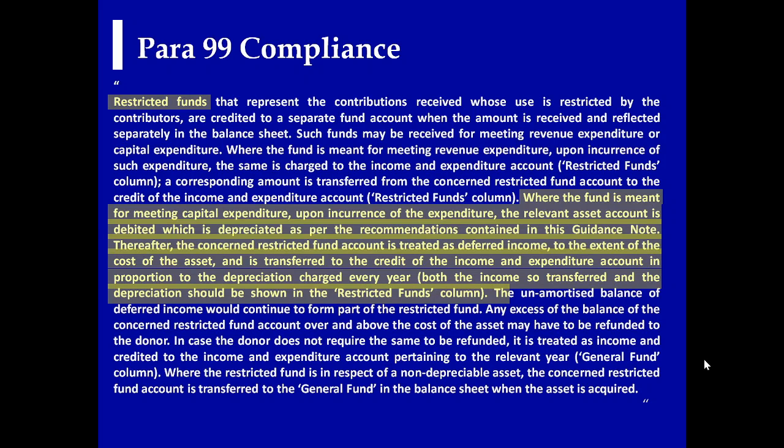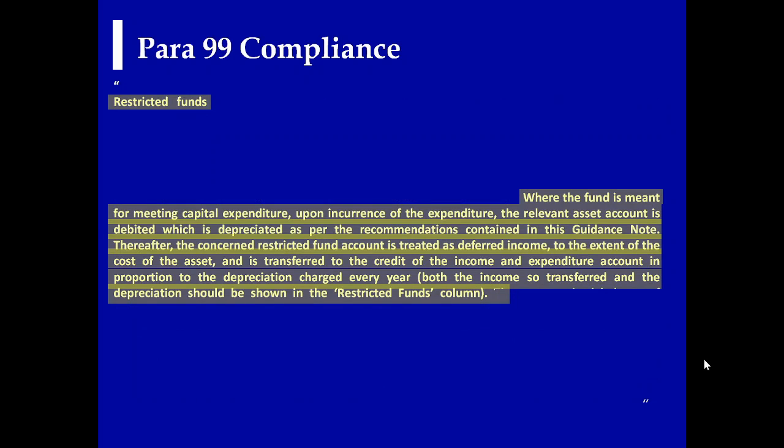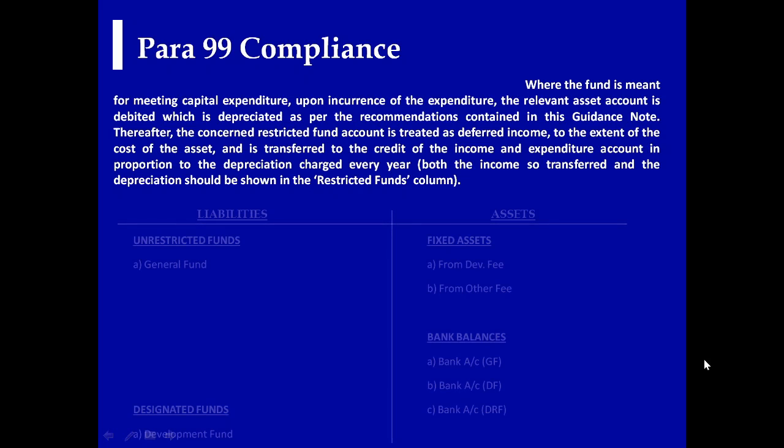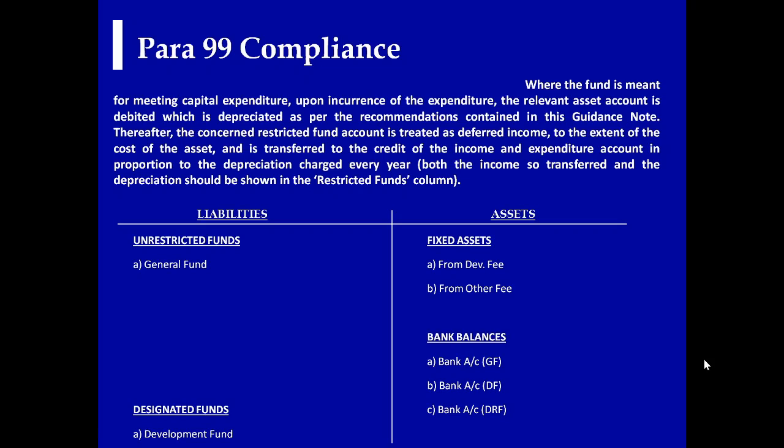So let's just erase the remaining part from here, and now let's just try to read it word by word and try to fit it in our balance sheet. So this is what our balance sheet looks like. So there are assets on the right hand side and there are liabilities on the left hand side. You have a general fund and you have a corresponding bank account for general fund. You have a fixed asset schedule for development fees and assets and for the normal assets.